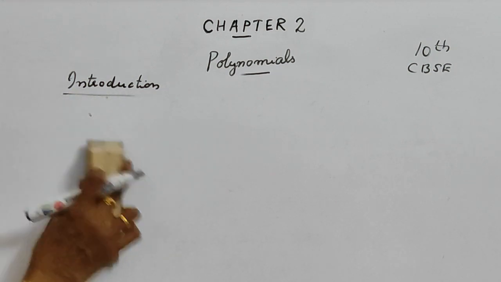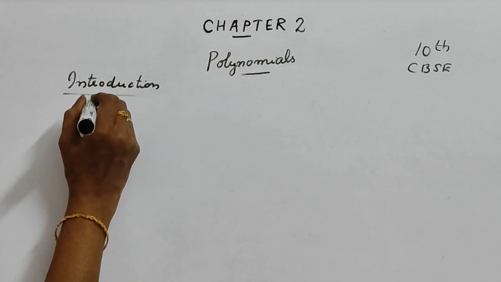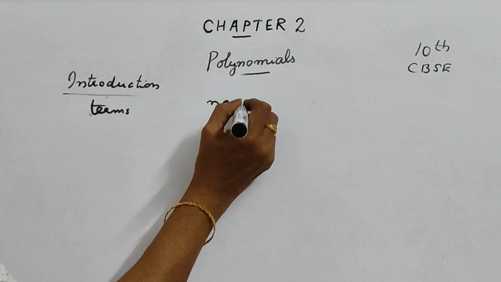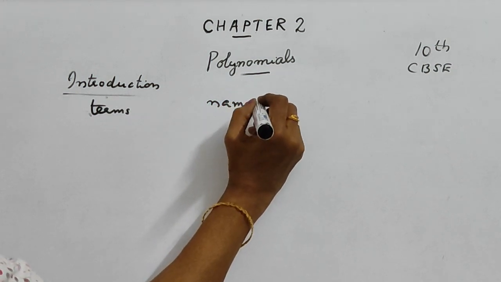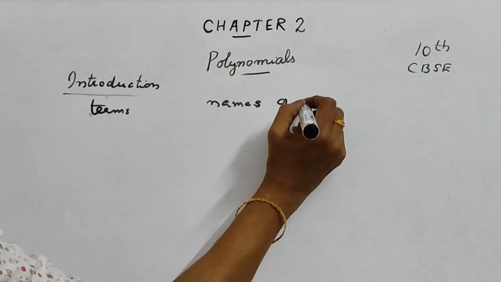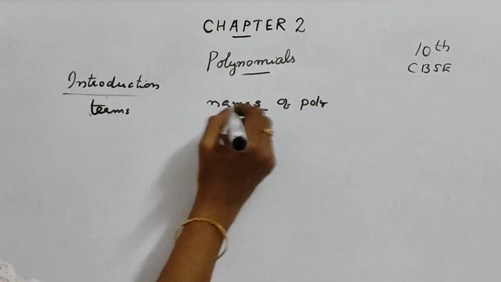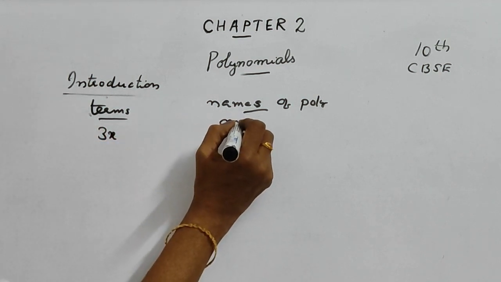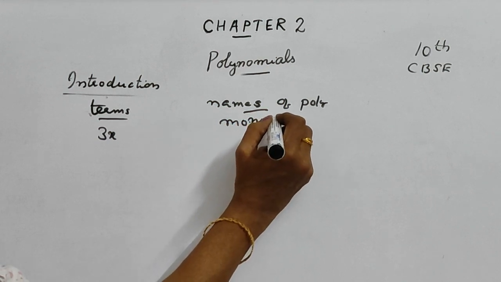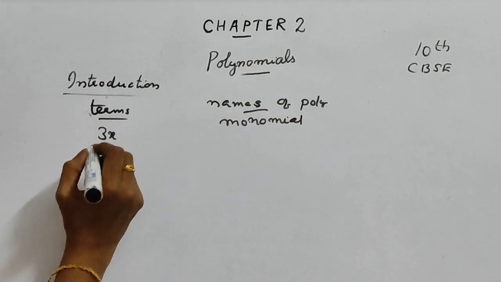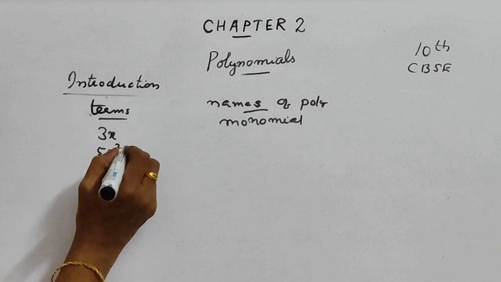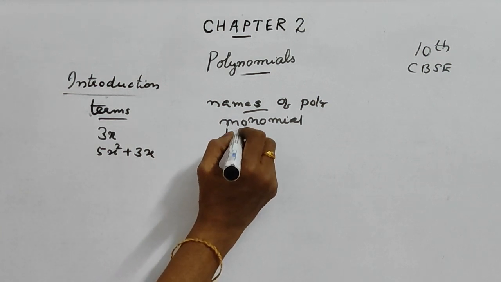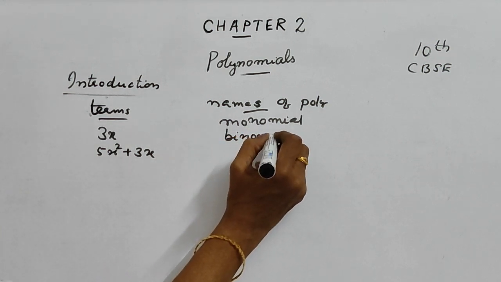Now I'll write in box terms and their names of polynomials. 3x, 1 term. So it is called by the name monomial. Mono means 1. 5x square plus 3x, 2 terms. It is called as binomial. Bi means 2.